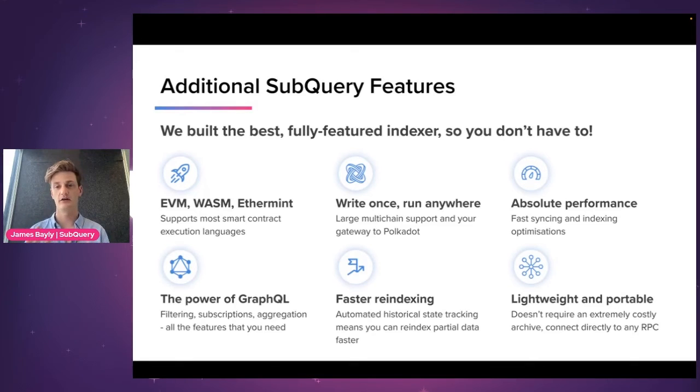It's got absolute performance. We focus entirely on fast syncing and indexing optimizations. It's got the power of GraphQL, so we support advanced filters, GraphQL subscriptions, which means that your front-end app can be updated as soon as data changes in the data set, and complex aggregations, where you can ask the data set to give you the average or the sum of various entities, all the features that you might need.